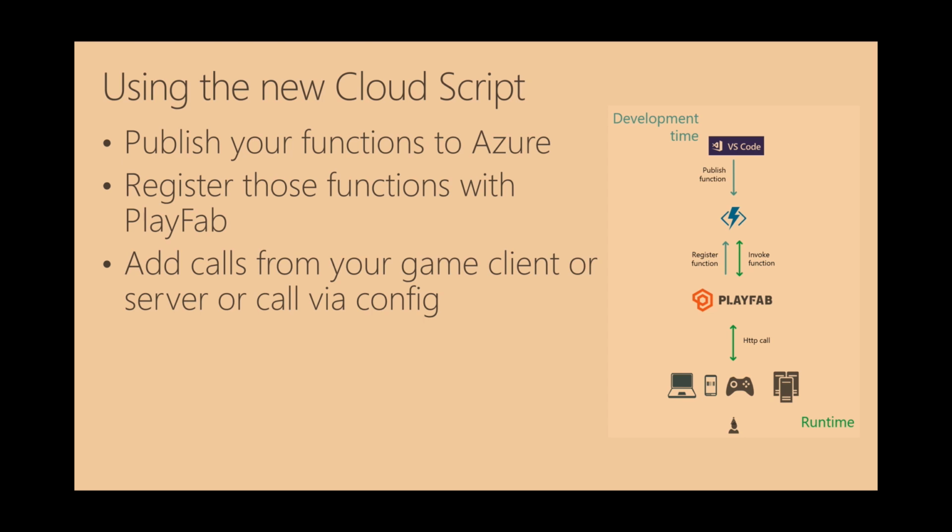You register those functions with PlayFab, you give them a name, you give us the URL, and then you add calls from your game client or from your game server if you have one, or you configure it to be run based on events. And then when those things happen, PlayFab calls your function, passing in a bunch of context about what player was actually playing the game when the call was made, that kind of thing, so that you can then run whatever logic it is that you need to.